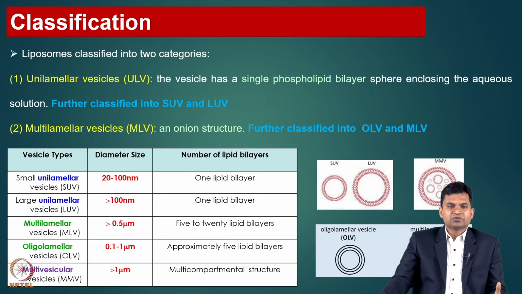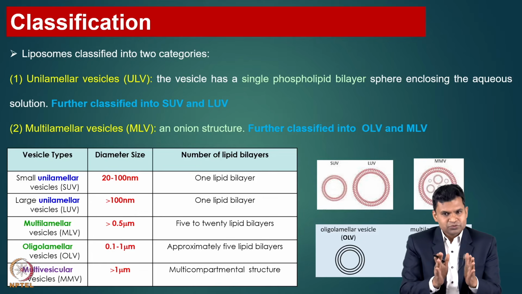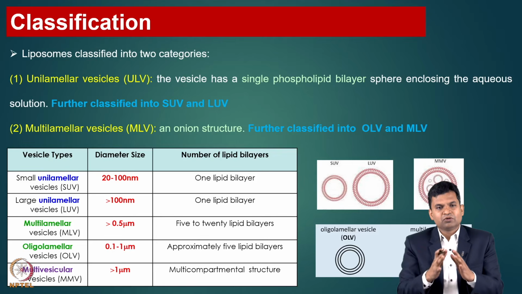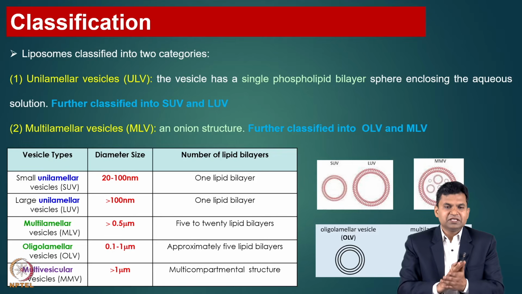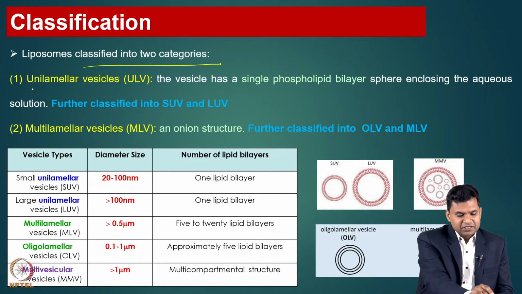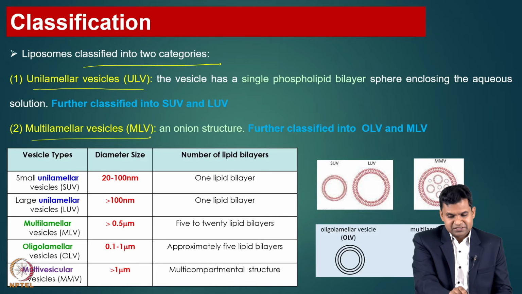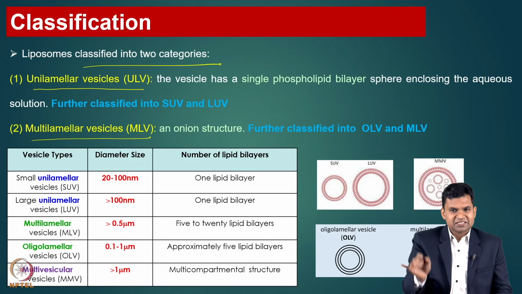Now, here we are going to see the classification. First we will discuss the classification of the liposomes, then within the liposomes we are going to see the types of liposomes. Liposomes are classified into two categories: unilamellar vesicles and multilamellar vesicles. Based on their layers, or the number of vesicles, they can be classified into two categories.